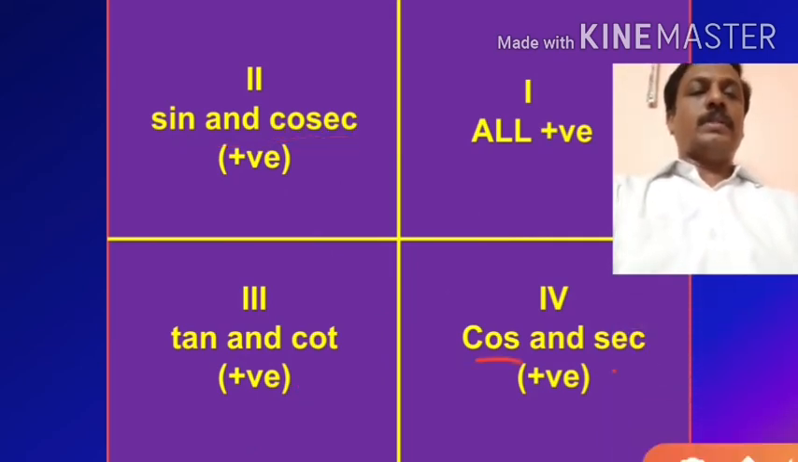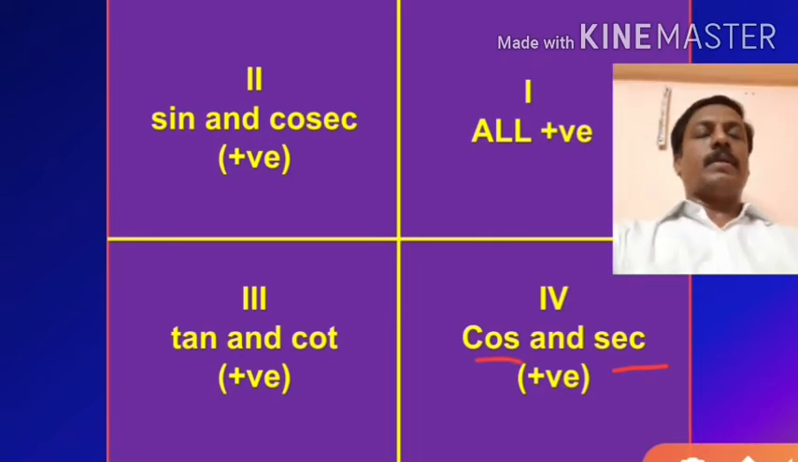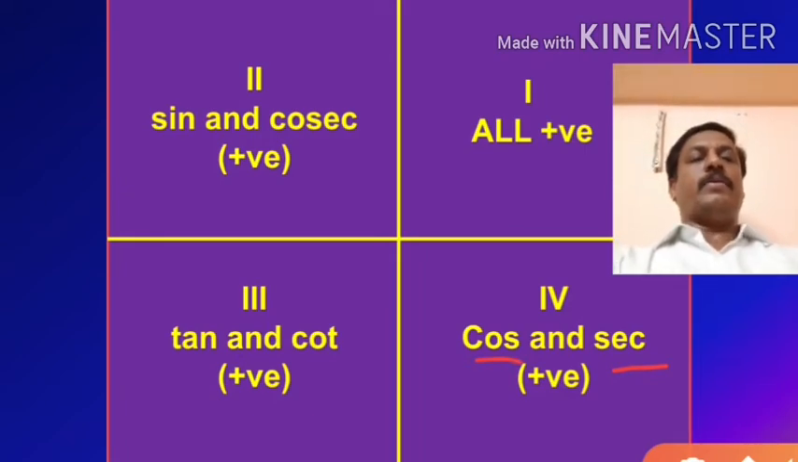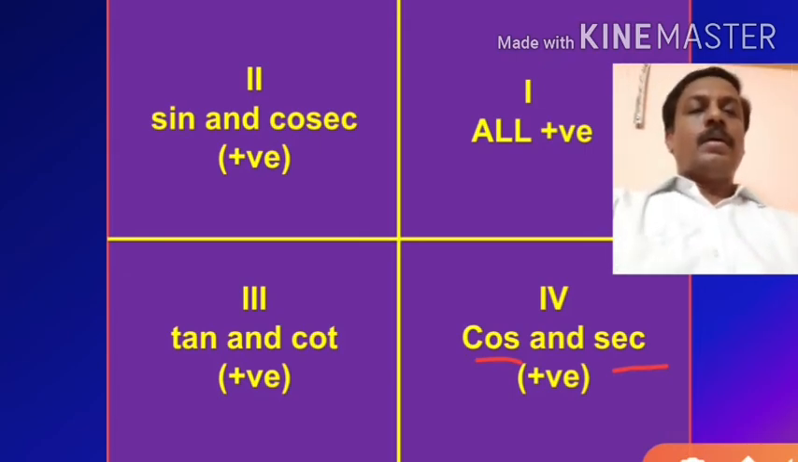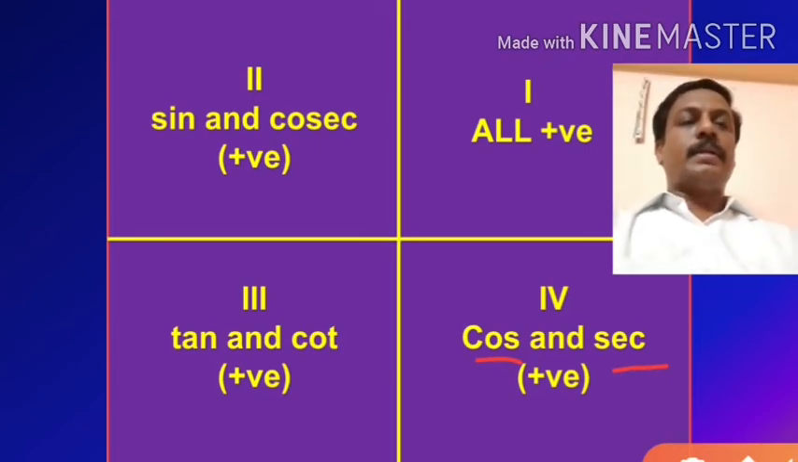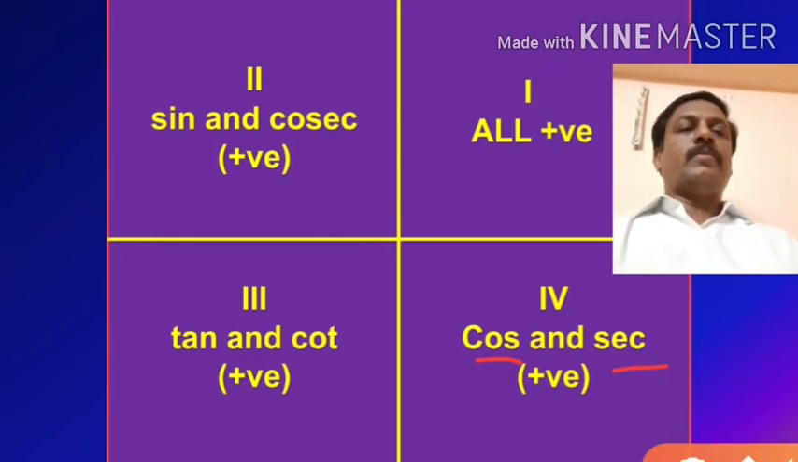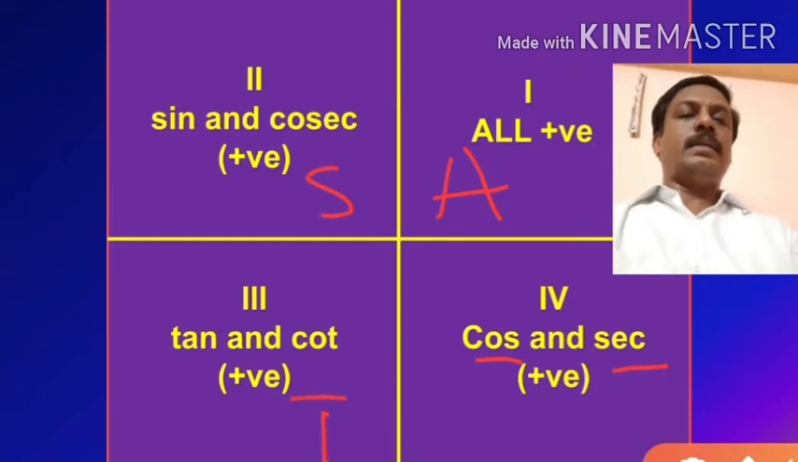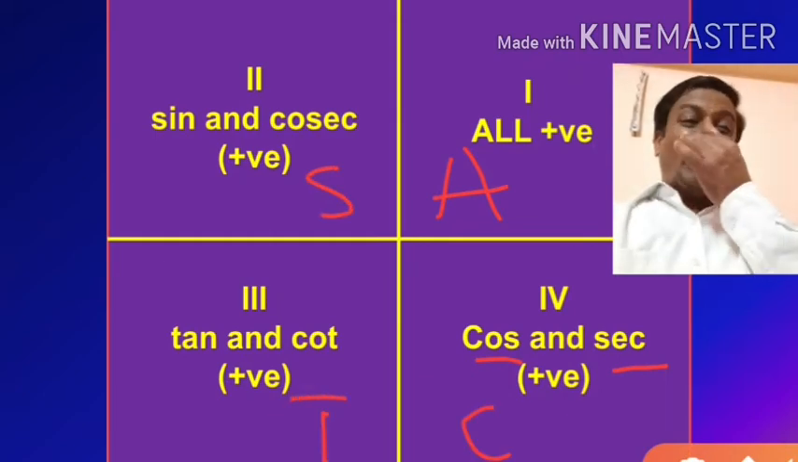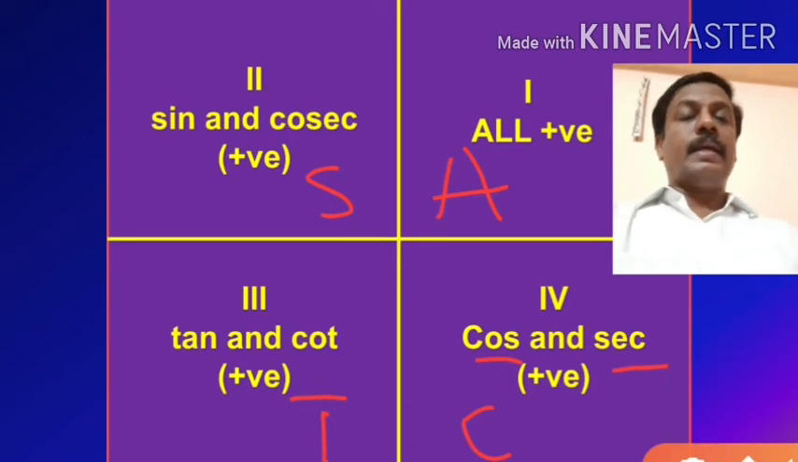So cos and sec are positive. Remaining trigonometric functions will be negative. Okay, so now I will tell you how to remember it easily. We call it the ASTC rule. ASTC. So you can easily remember it.